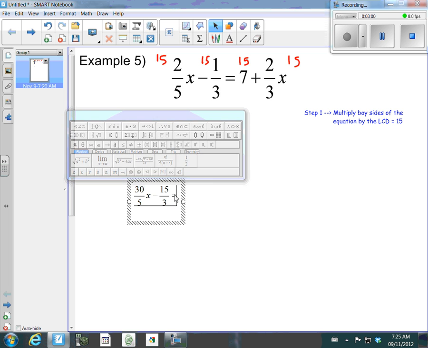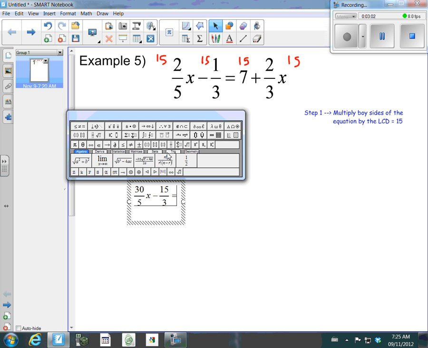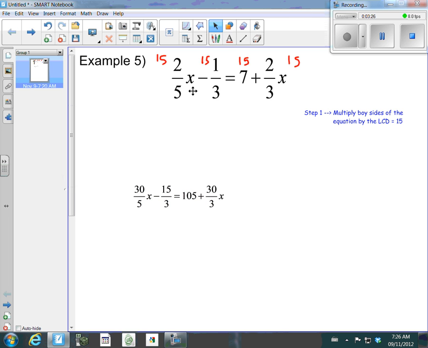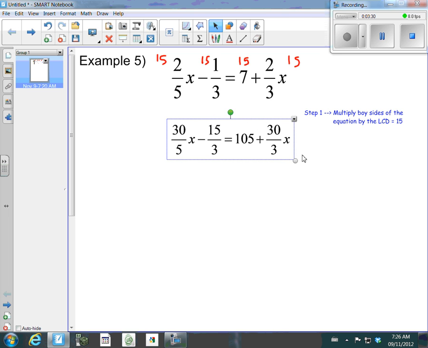equals 15 times 7. 15 times 7 is 7 times 10, 70, plus 35. That's 105. And then we have plus 2 times 15, which is 30 over 3 x. All right, there you have it. We've multiplied both sides by 15.